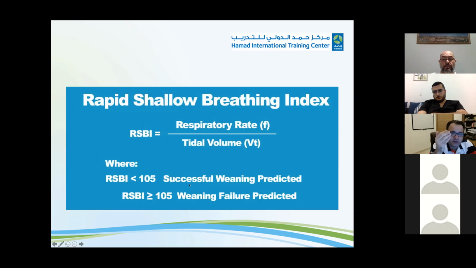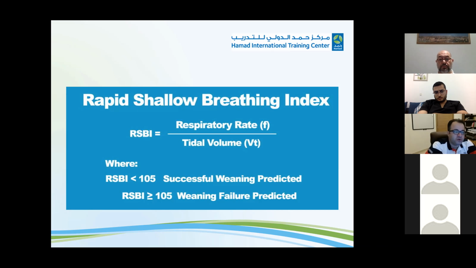Whereas, let's say you put someone on a T-piece and their respiratory rate is only 10, and their tidal volume is 500. So 10 over 0.5 liter is 20. 20 is a very good number. It's less than 105. So this predicts that weaning will be successful in this patient.